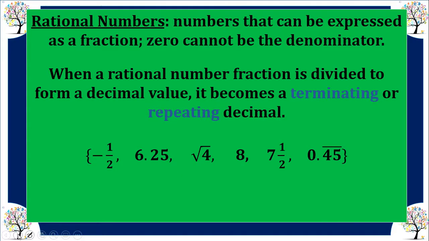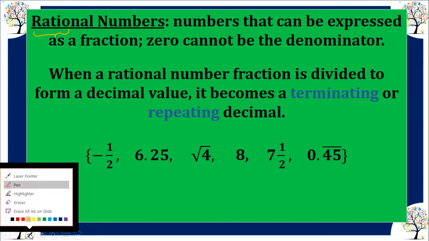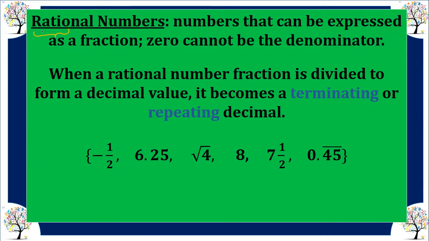So let's talk specifically about rational numbers. A rational number is one that can be expressed as a fraction or a ratio. And you can see the word ratio inside the word rational. So if you can write a number as a fraction, then it's considered a rational number. When we have a rational number fraction and it's divided, we will get a decimal that's either terminating, which means it comes to an end, such as 8.2, or it's a repeating number, such as 8.2 repeating.